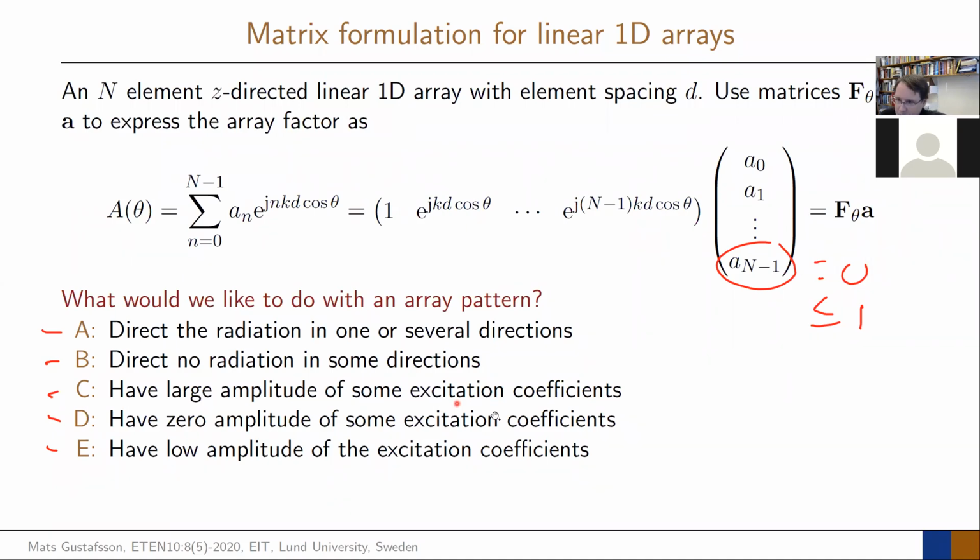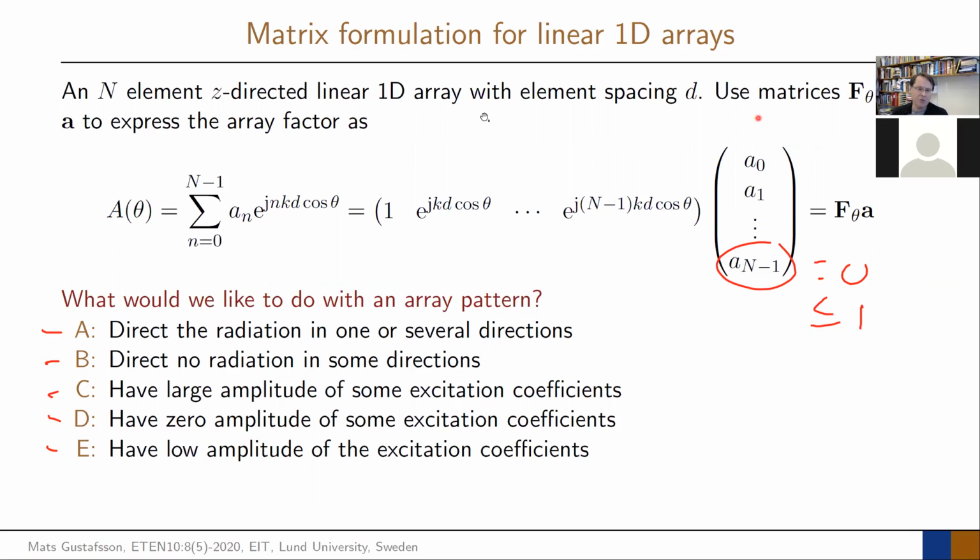So here you can see the result. A dominant one is that you direct the radiation in some direction. Some also think we would like to have no radiation in some directions. And also equally many have large amplitudes of the excitation coefficients. Zero amplitude also for some, and in general low amplitude was very few. And in this case, what you typically would like to have is definitely A. You want to direct your radiation. That you would like to do.